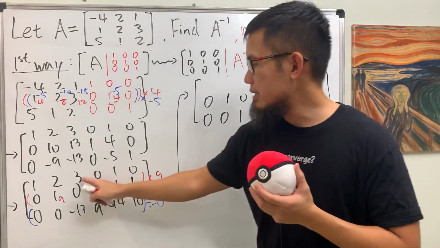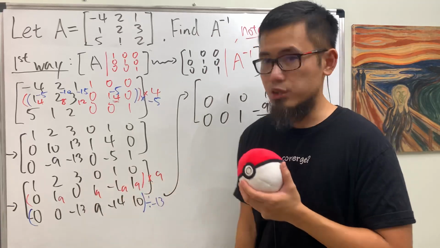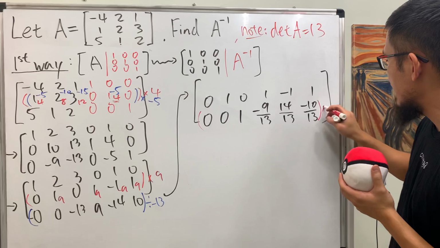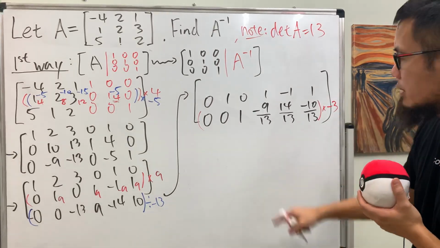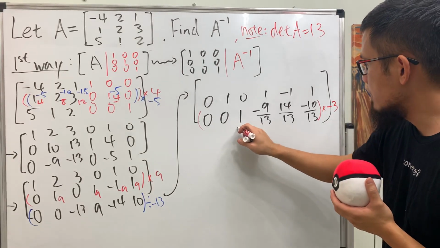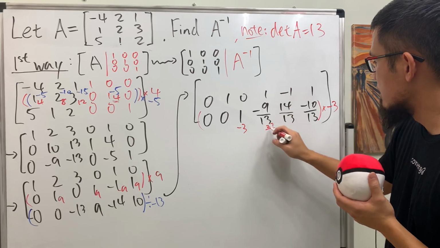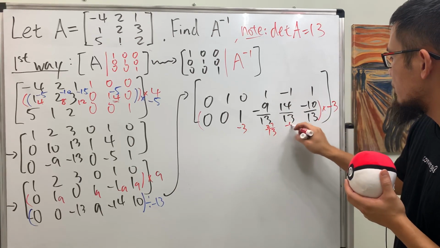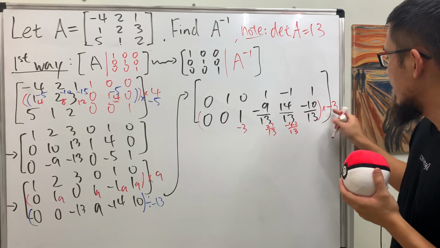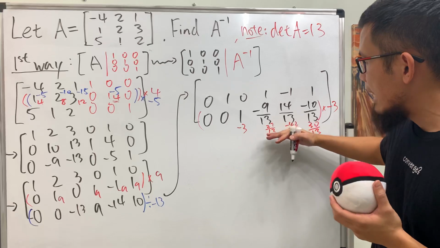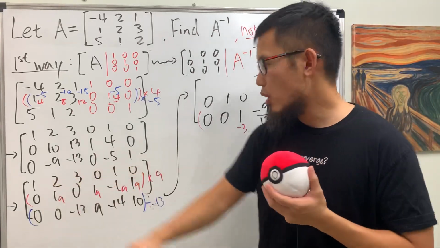Then we have to make this and that equal to 0. Let's make this equal to 0 first. To do so, I'm going to multiply the third row by -3. And you will see this is going to be -3. This and that is +27 over 13. This and that is -42 over 13. And +30 over 13. And then we'll just add this to the first row.